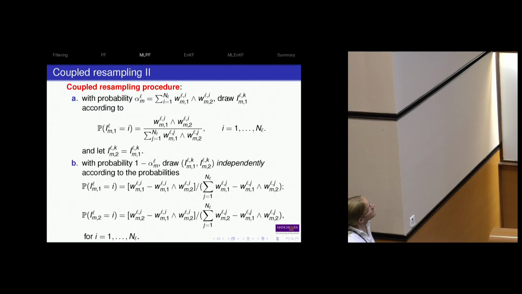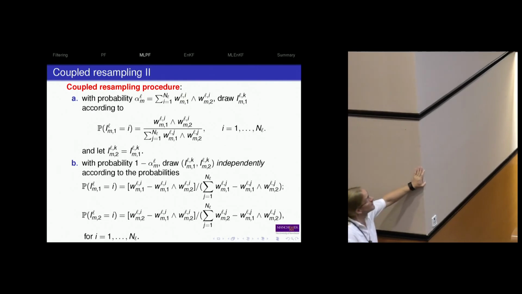We define with some probability alpha LM, defined as the sum of the minimum between the fine and coarse weights, we'll draw the fine index according to this multinomial, which is the min between the fine and the coarse. And then we define the coarse index to be exactly the fine index.